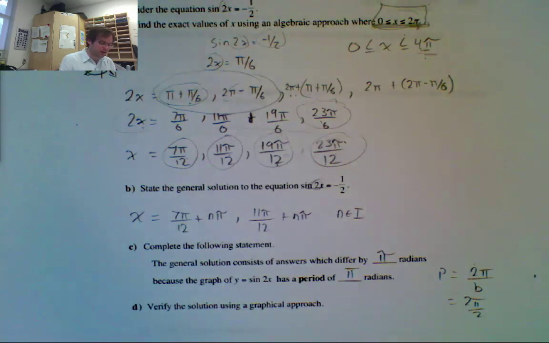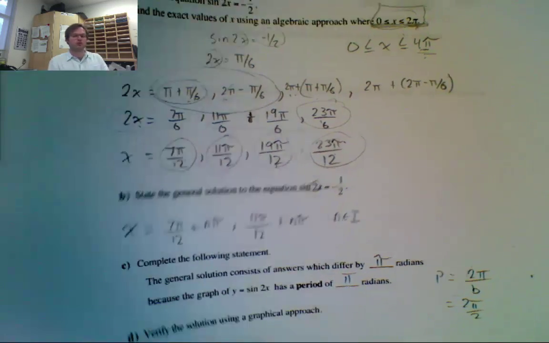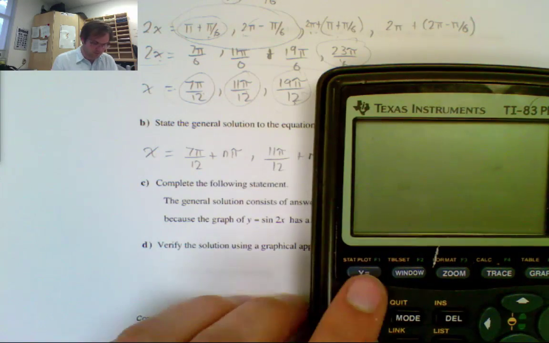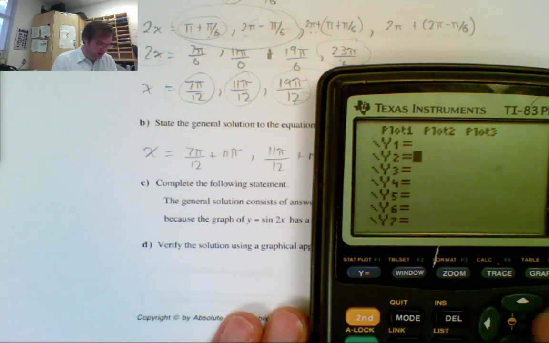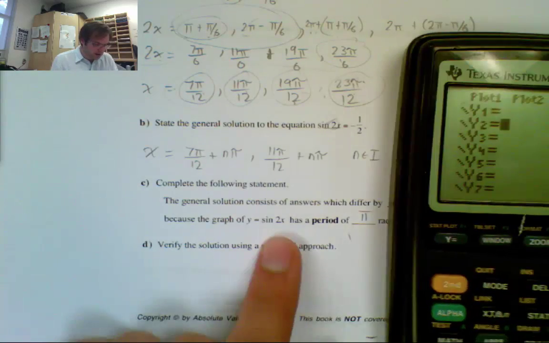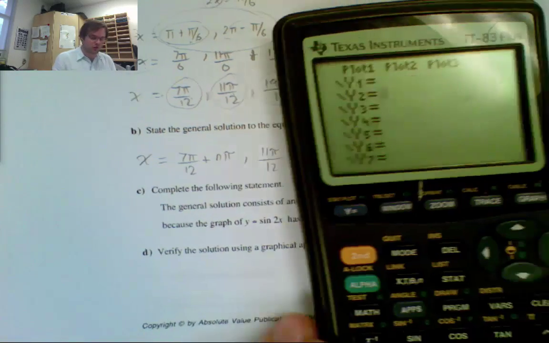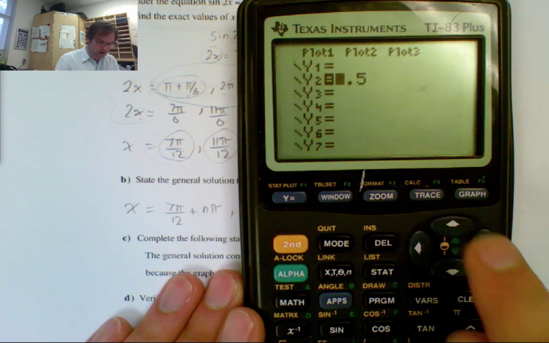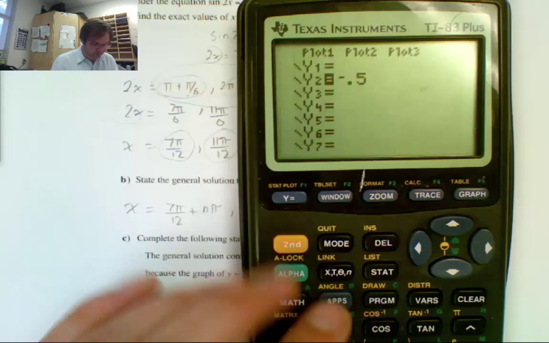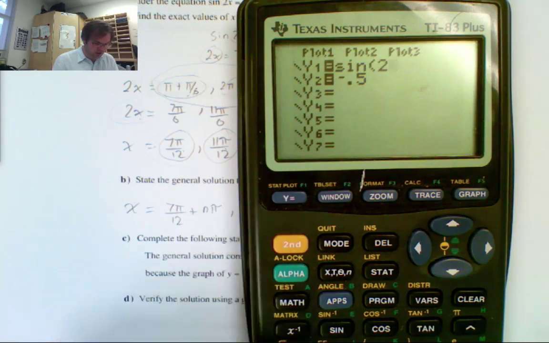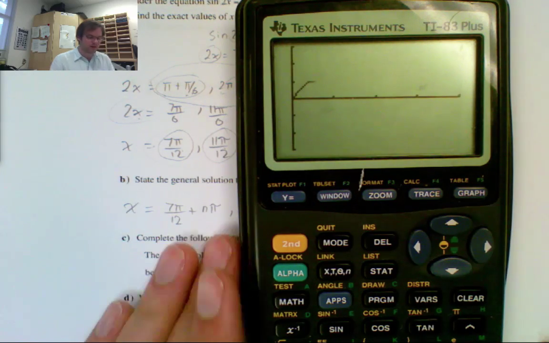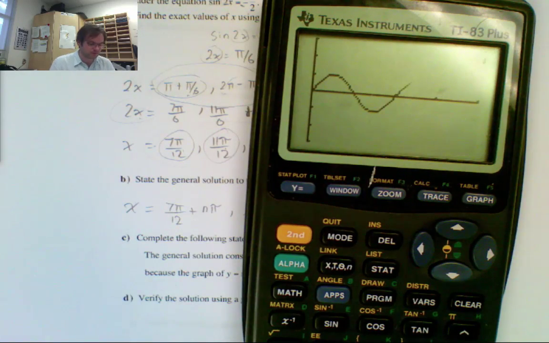So verify the solution with the graphical approach. If we wanted, we could just quickly plug this in here. And I'm going to clear. And we had sine 2x is equal to 1/2. So 1/2 is 0.5. And we have sine 2x, and then here we're going to graph. And it looks like that.